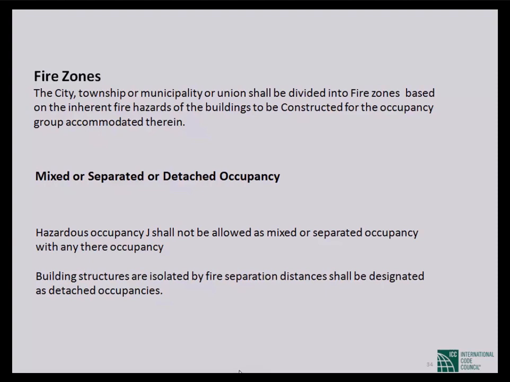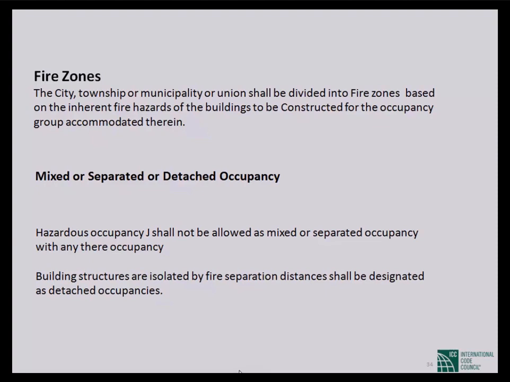So this is again a mixed building. It is not a mixed building I am talking about. It's a multiple occupancy building, but with separate fire separation. So the first one is mixed with no fire separation. The second one is fire separated, and the third one I am talking about is the detached occupancy.